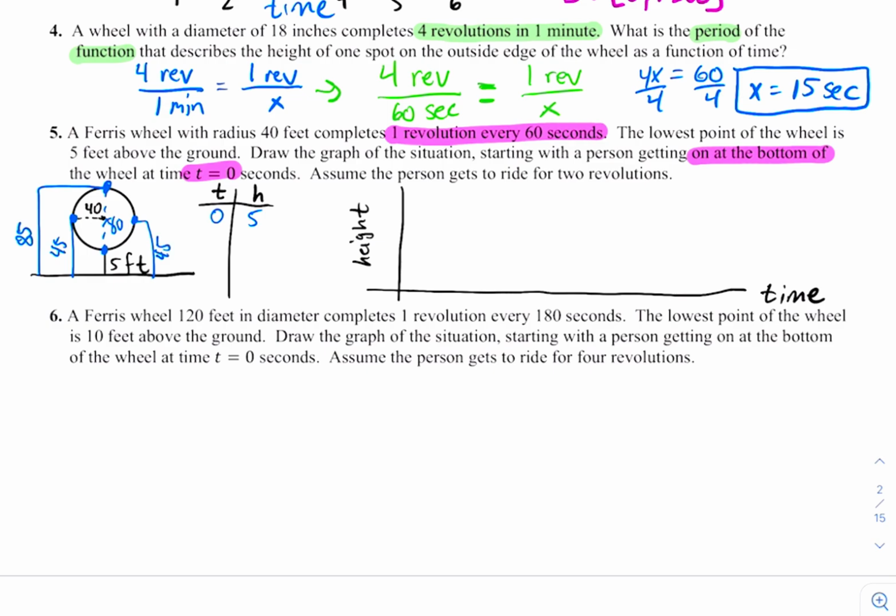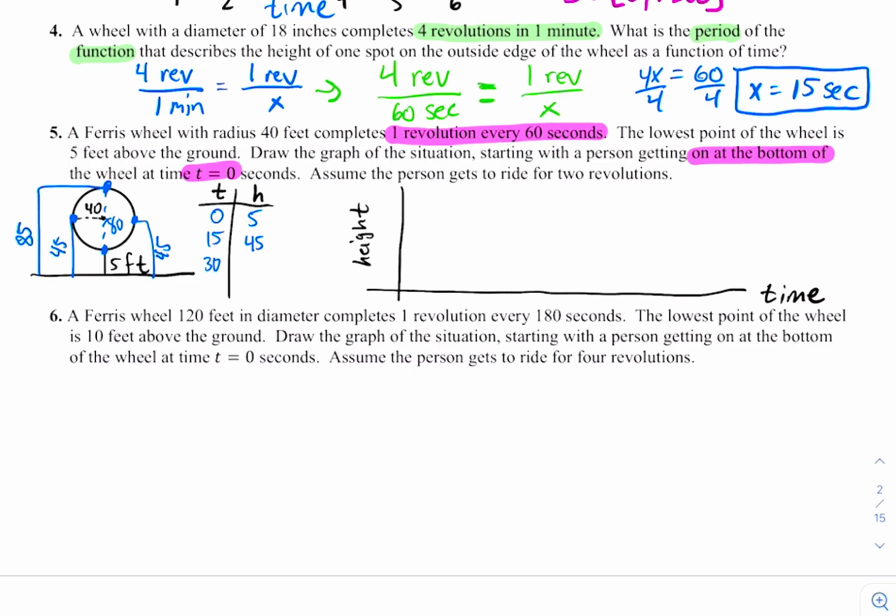Okay. So now I need to think about how that relates to time. So in the problem, I am told that 1 revolution is every 60 seconds. So if I'm starting down here and I go around 1 time, that total time is 60. So the way I've kind of measured my circle here is I've cut it into fourths. So if I do 60 divided by 4, that means that at each of my points here, I'm just adding 15 seconds. So at 15 seconds, I should be at 45 feet.